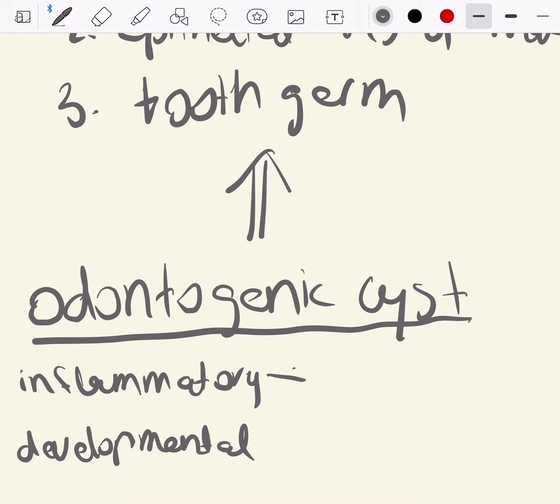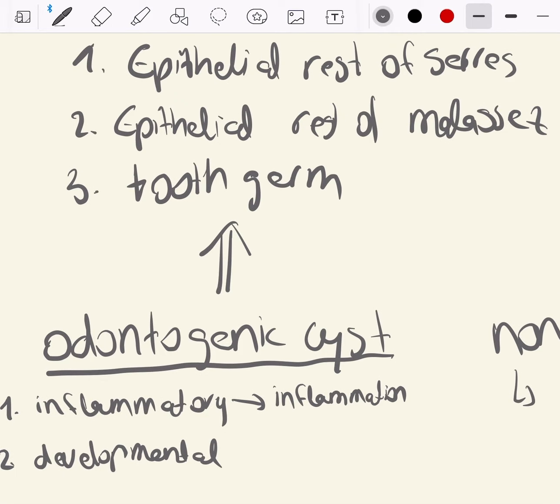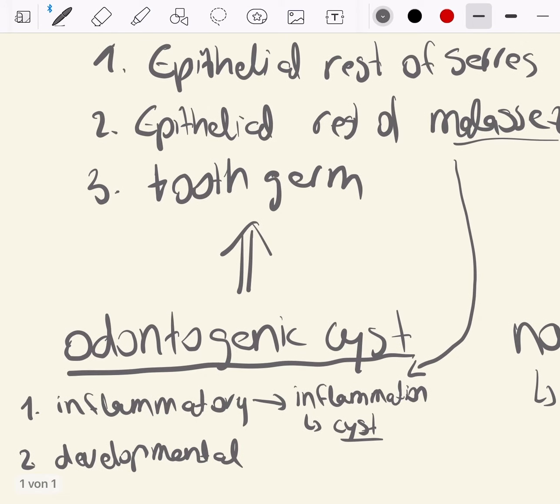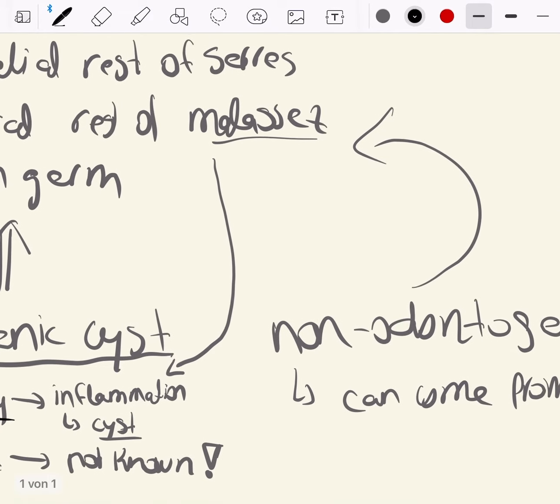Inflammatory, you can understand from the word, an inflammation happened. Through all this inflammation, epithelium types, for example the epithelial rest of Malassez, are stored inside this inflammation, which then leads to a cyst. The cause of developmental cyst is not known. So today I'm going to explain the inflammatory, and in the next videos the developmental and the non-odontogenic cysts.